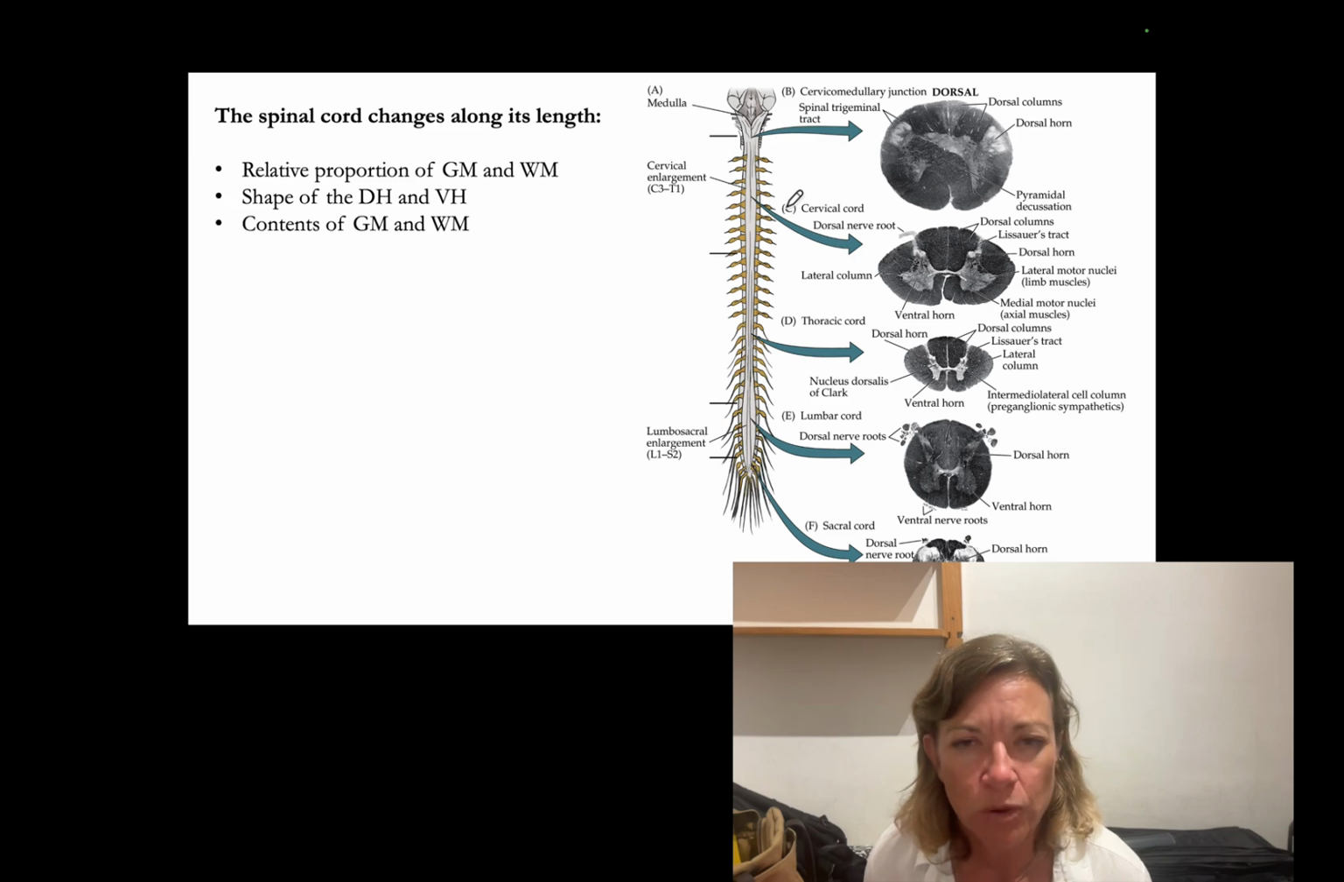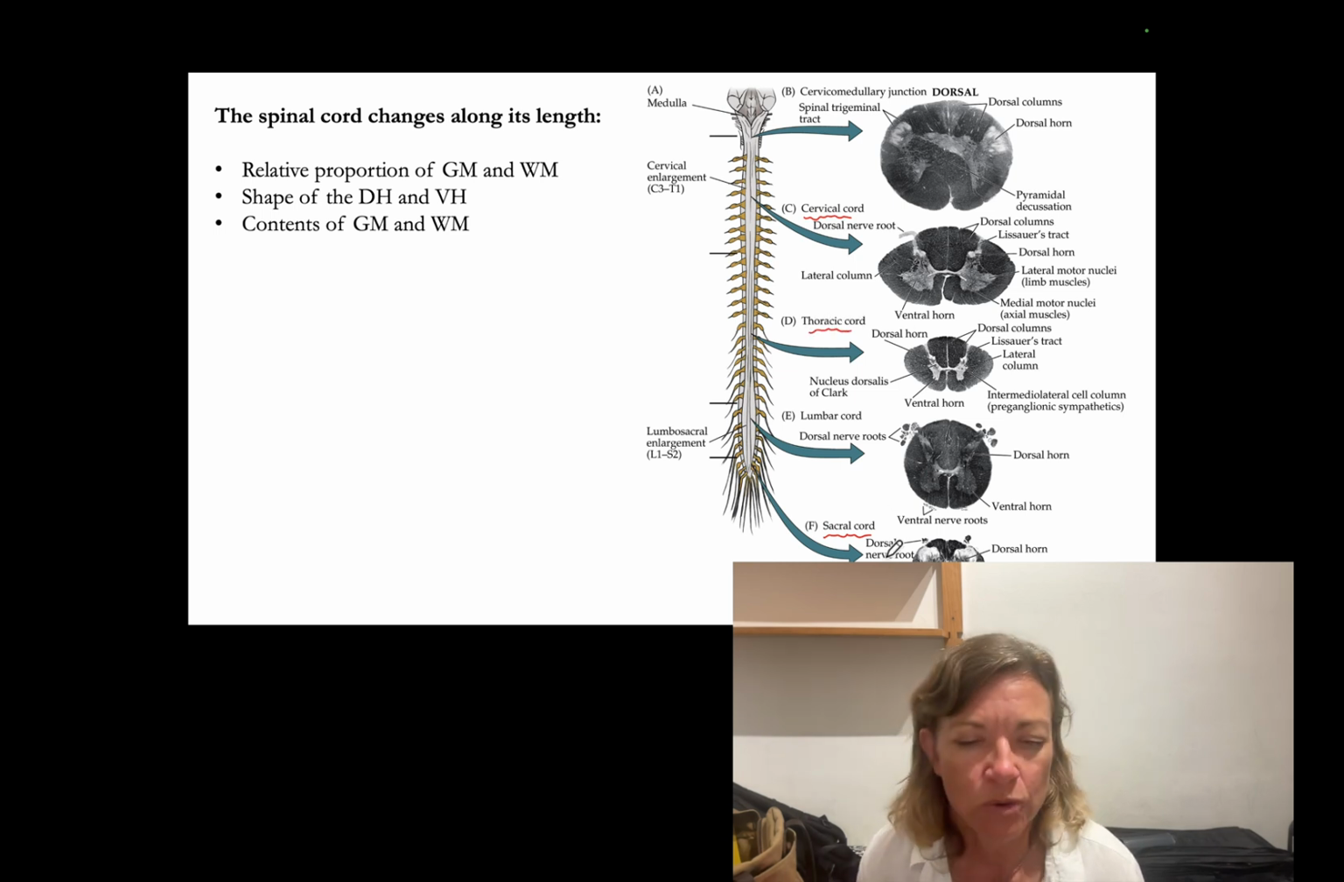In fact, the spinal cord changes fairly dramatically in structure from rostral to caudal. And you can see this in the schematic, looking at the cervical cord and seeing how different it looks in appearance compared to the sacral cord, and even the thoracic cord. So dramatic differences at every level.